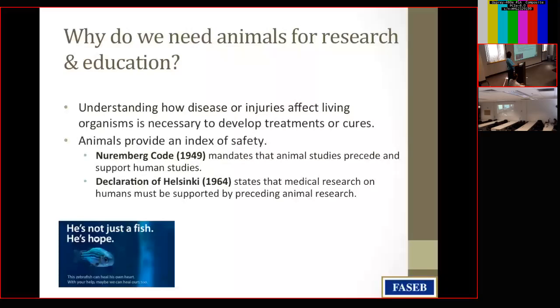The Declaration of Helsinki was first adopted by the World Medical Association at their General Assembly in Helsinki, Finland in 1964. This really expanded upon the Nuremberg Code, and it too addresses the importance of preliminary animal research. It states that medical research involving human subjects must conform to generally accepted scientific principles, be based on a thorough knowledge of the scientific literature, and adequate laboratory and animal experimentation.